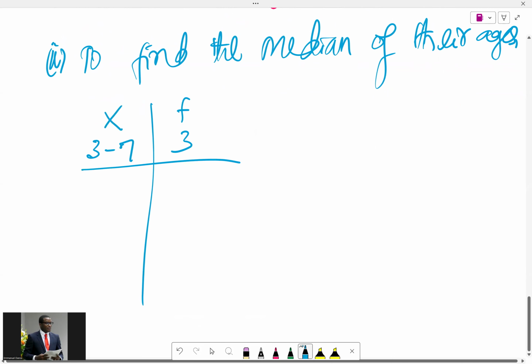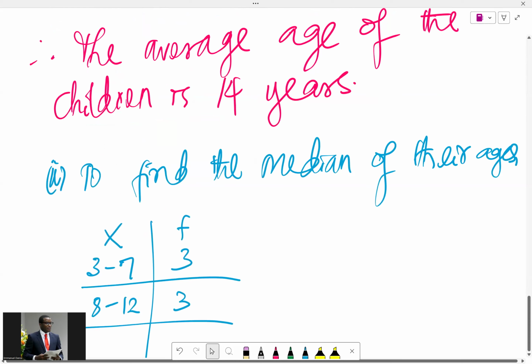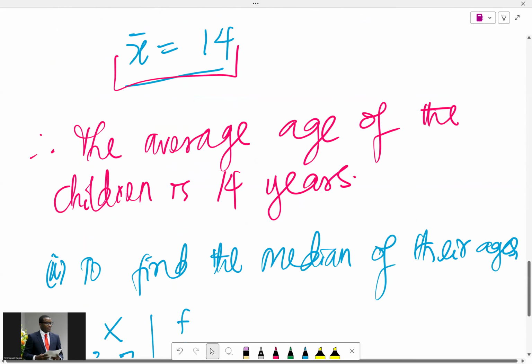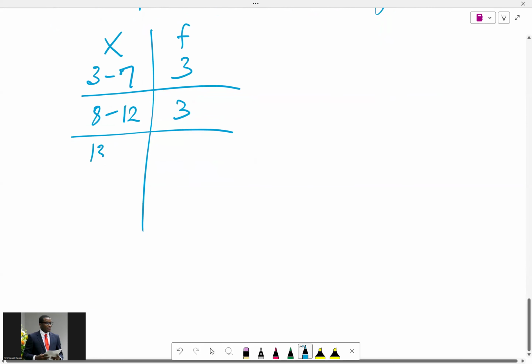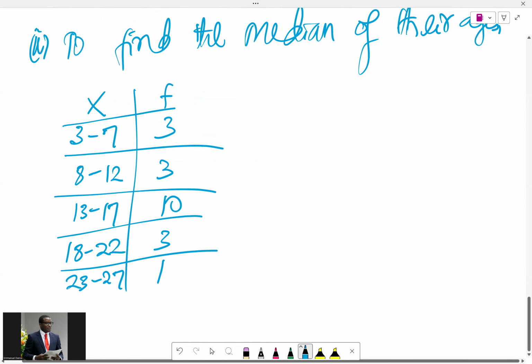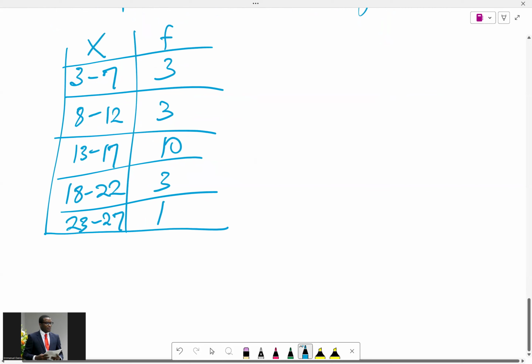Then we have 8 to 12. Again, the frequency is 3. Then that's again 3, 3, 10, 3, 1. So we have 13 to 17, that is 10. Then 18 to 22, that is 3. And then 23 to 27, that is 1. So that is the frequency in this case.